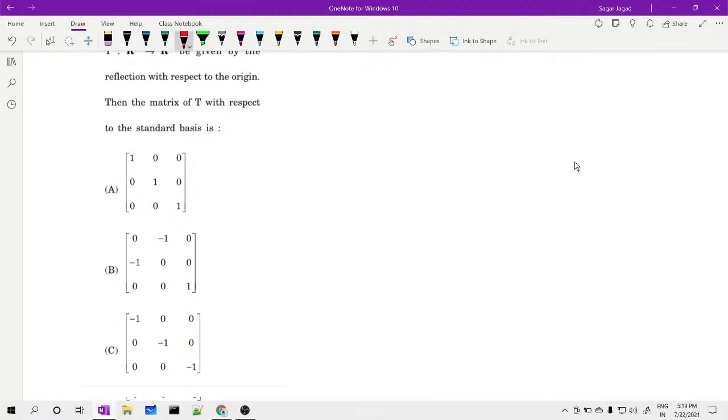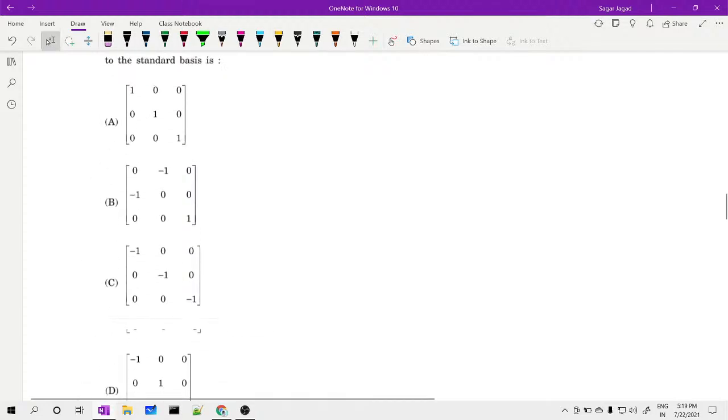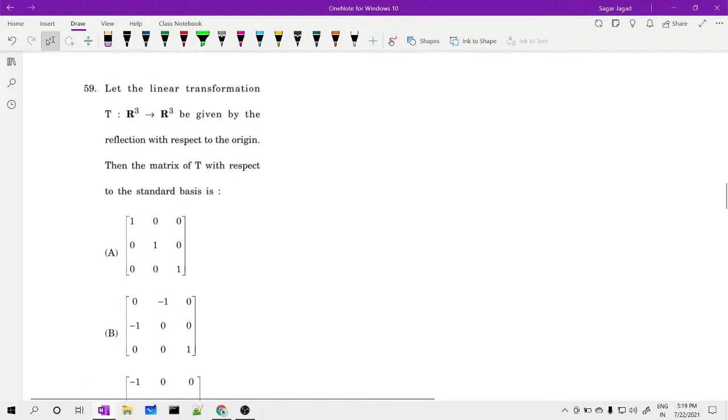In this case, what will happen is, it is reflection with respect to origin. How should we think about reflection with respect to origin? It means that it will get reflected in the opposite direction. It will just change its direction, right?